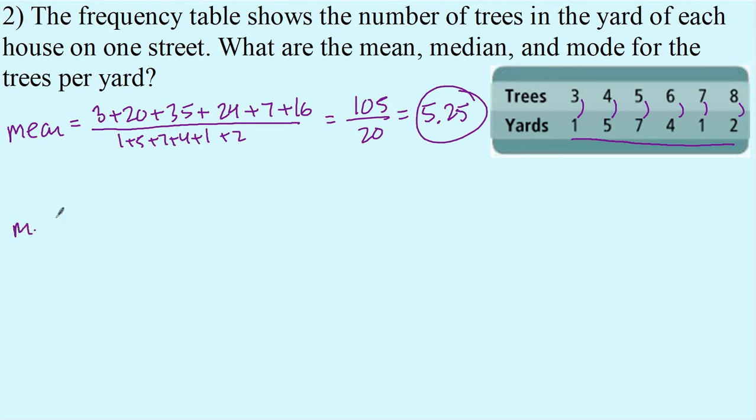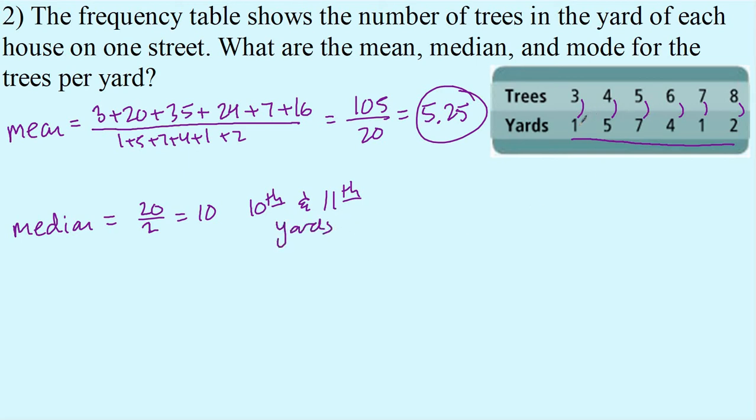Your median, well, since there are 20 yards, that means we have 10 yards on one side and 10 yards on the other. So we don't have a direct middle, right? That only happens with odd numbers. So since it's 20 divided by 2, we get 10. We have to look at the 10th and 11th numbers, yards.